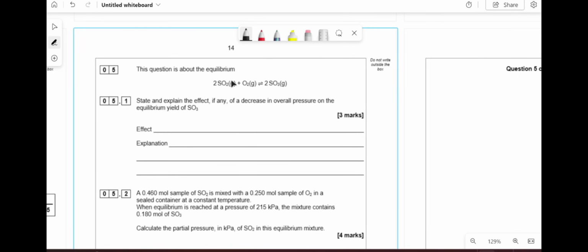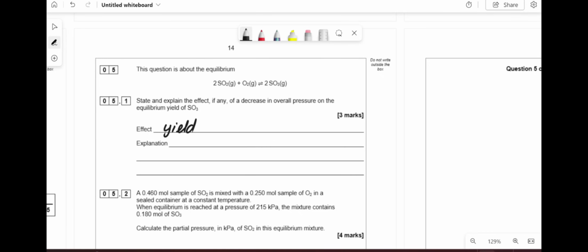Okay, so this question is about the equilibrium 2SO2 gas plus O2 gas gives you 2SO3 gas. State and explain the effect, if any, of a decrease in overall pressure on the equilibrium yield. So the equilibrium yield decreases. Why? Because if you're decreasing the pressure, then the equilibrium is going to shift to the side with more moles to counteract the decrease in pressure.